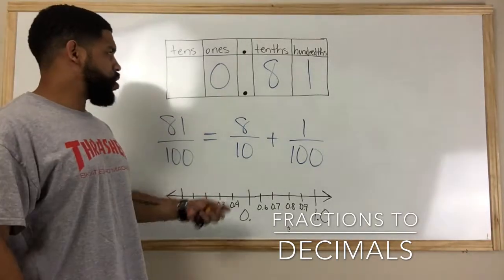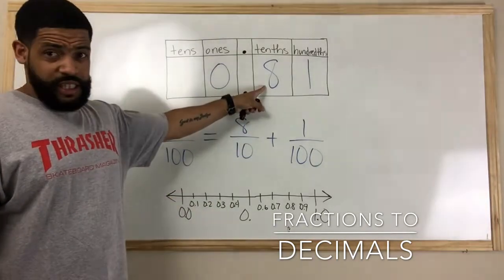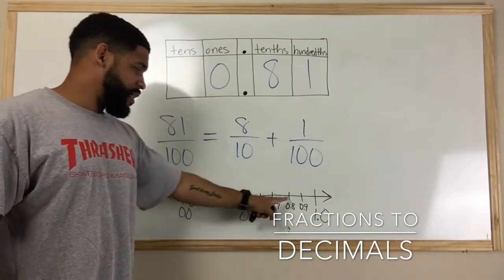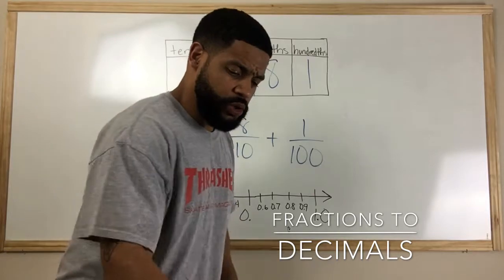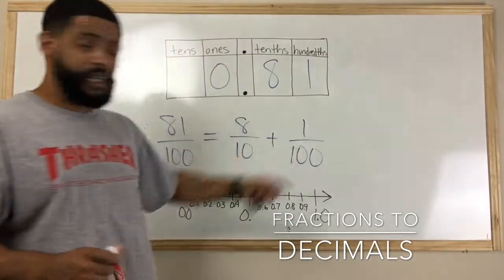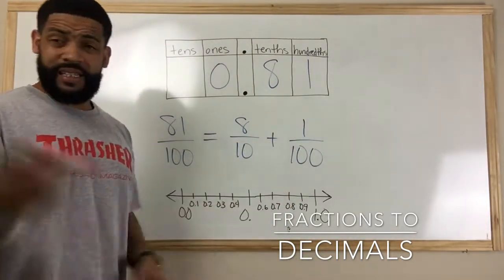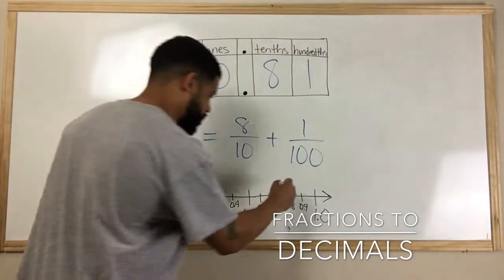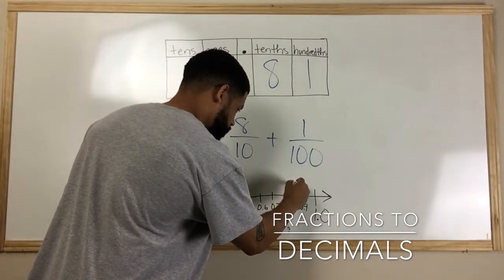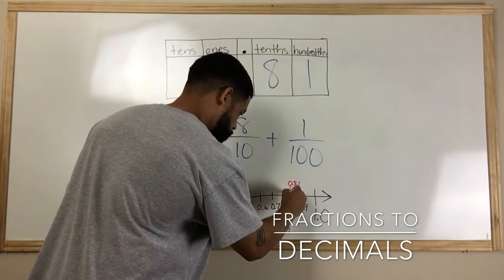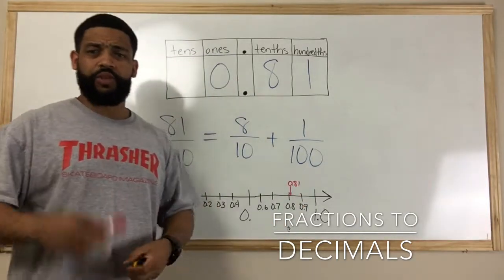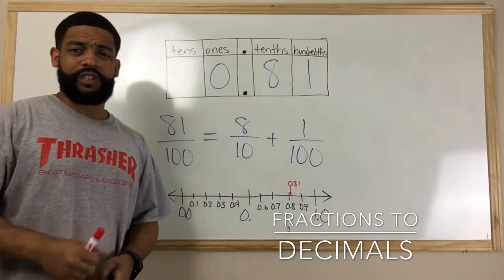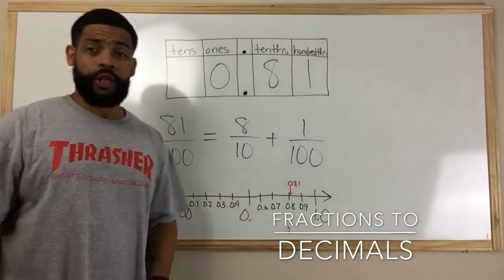Let's see, where does 81 hundredths go on a number line? We know that it's 8/10. It's somewhere between 8/10 and 9/10, but if it has hundredths with it, it's closer to 8/10 than it is to 9/10. So we can say 0.81 goes about right there on the number line. It's very important that we make that connection to where these numbers lie on a number line.